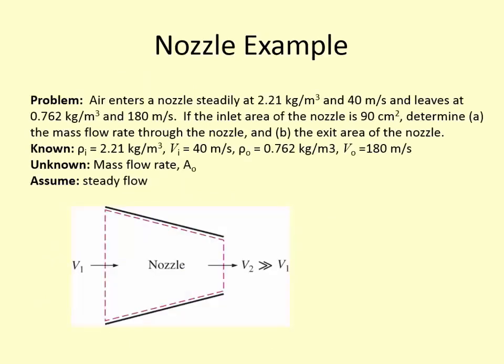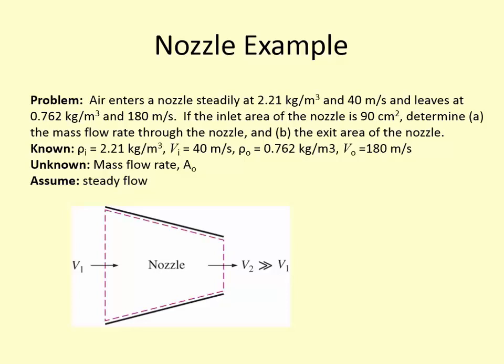Okay, so let's just do a pretty simple example. In this case, we have a nozzle with air entering steadily at 2.21 kilograms per meter cubed. And that number there, what does that represent? The 2.21 kilograms per meter cubed. What kind of a thing is that? Kilograms per meter cubed. Yep, that's the density. And what's 40 meters per second? Is a velocity. Okay, so looking at the units can help you determine what these terms are.